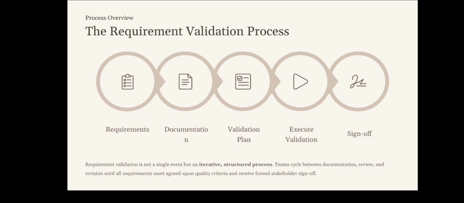Now, the requirement validation process. Requirement validation is not a one-time activity, it is an iterative process. It starts with gathering requirements followed by documentation. Then, a validation plan is created. After that, validation activities like reviewing and testing are performed. Finally, once everything is verified and agreed upon, stakeholder sign-off is obtained. This cycle may repeat until all requirements meet the desired quality standards.